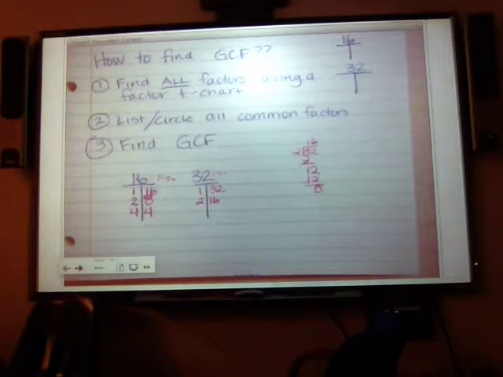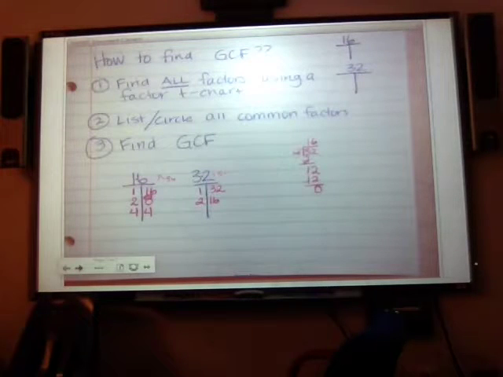And not only that, how else can I check? I know that 3 times 10 is 30, and then we go to 33. That's not going to get me to 32. What about 4? Can 4 make 32? Yes. How many times? 8. 8 times.